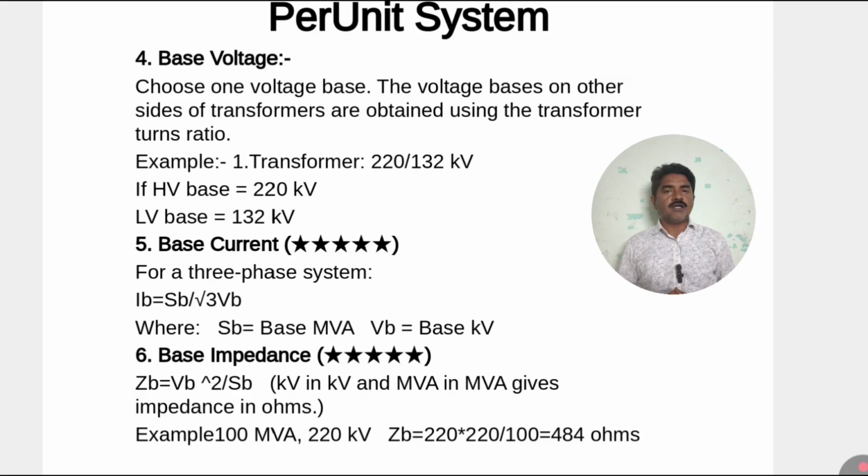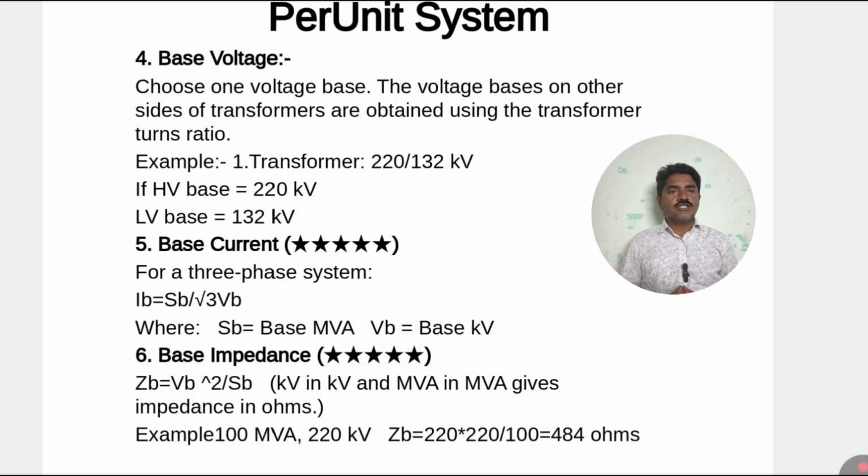Fifth one is base current. For a three-phase system, IB is equal to base power by √3 into base voltage. All of you know the power equation is P is equal to √3 VL IL cos phi. Here cos phi is constant. So base current is calculated from the power and voltage equation.